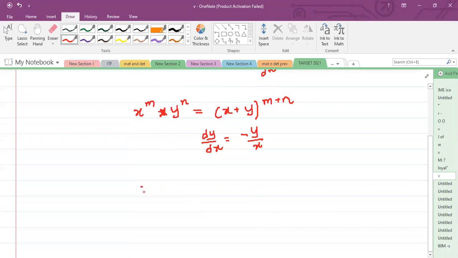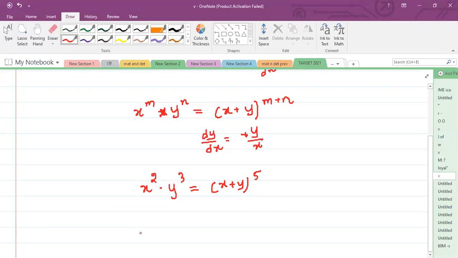For example, you may have x square into y cube is equal to x plus y raised to 5. Then no need to solve this problem. Immediately you can write the answer as minus y by x. In fact, the result will be plus y by x in this case, not minus y by x. I will show how to derive this result, but you need to remember it.